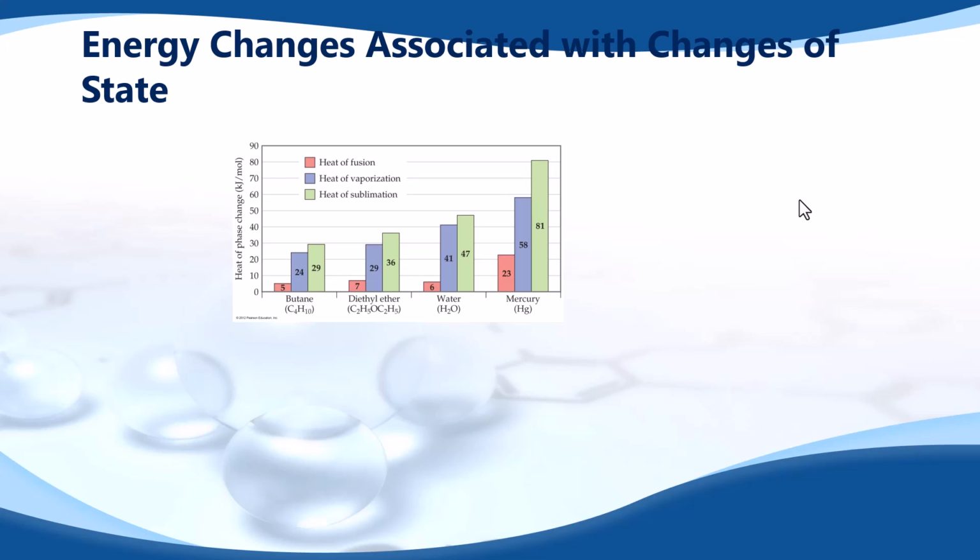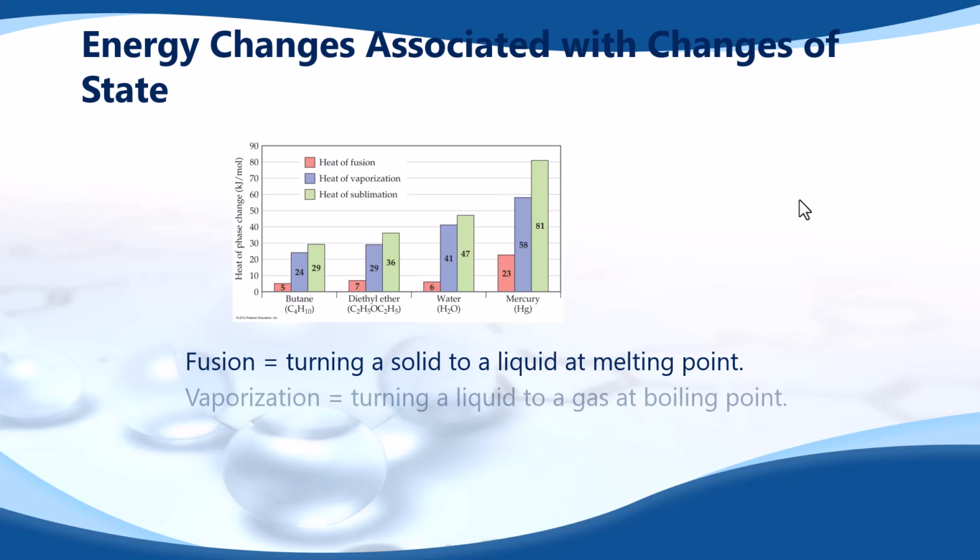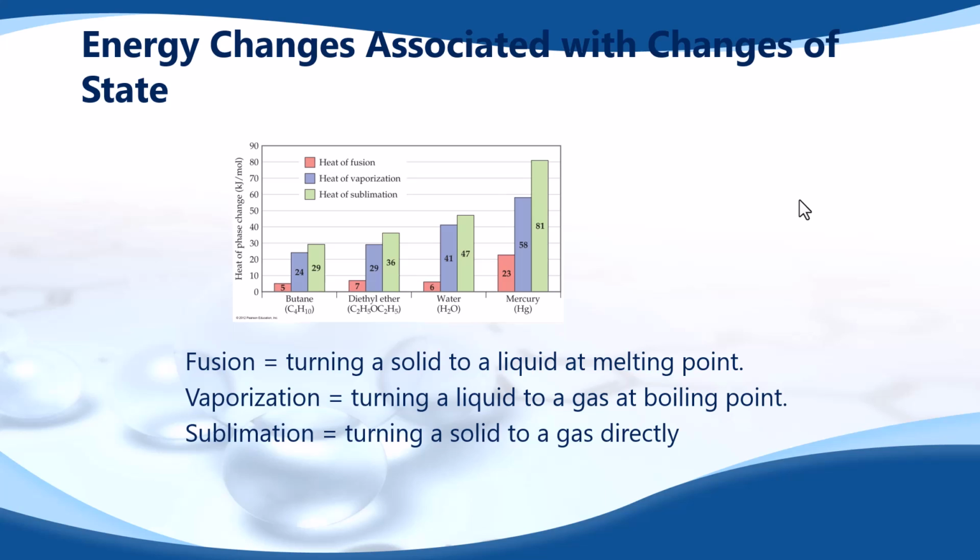Now, if we talk about changes of state, the thing you have to keep in mind is that there are 3 different state changes we're going to talk about. You have fusion, which is solid to liquid at the melting point. You have vaporization, which is liquid to gas at the boiling point. And then you have sublimation, which is solid directly to gas.